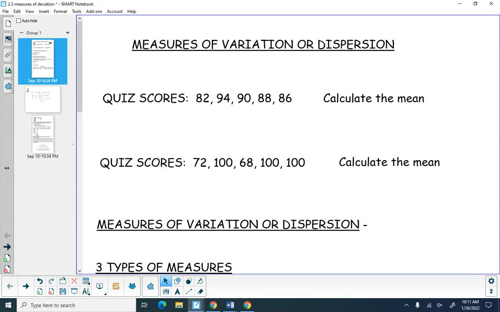What we have is 2 sets of quiz scores there. I want you to calculate the mean for each one of those sets. What is your X bar?